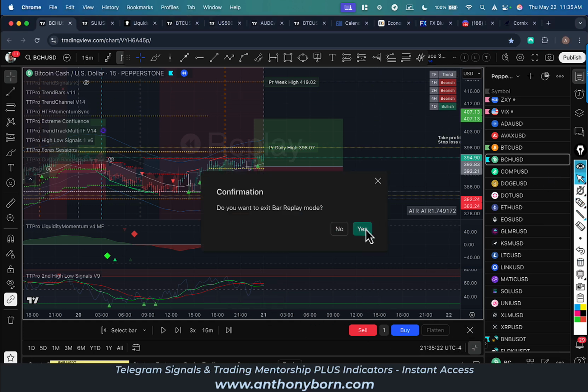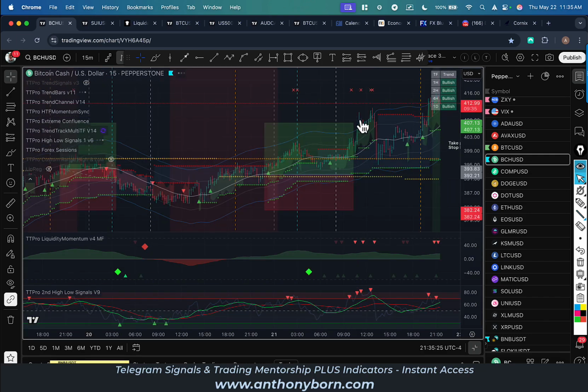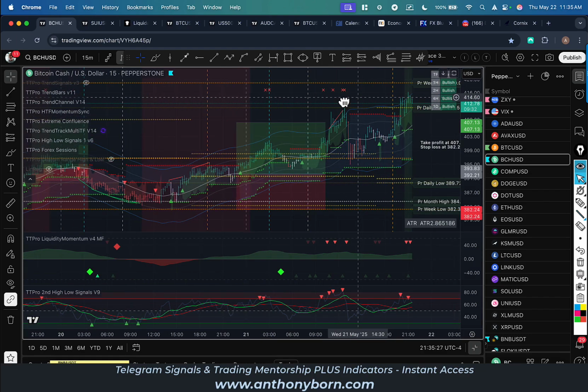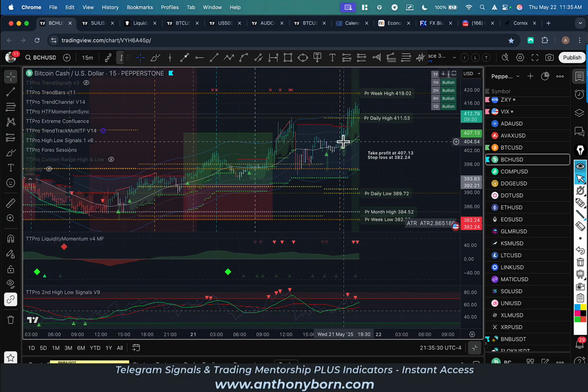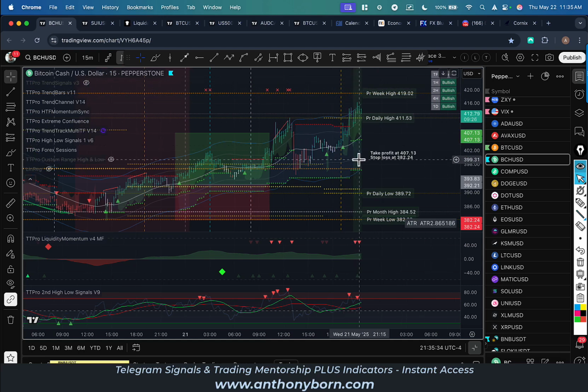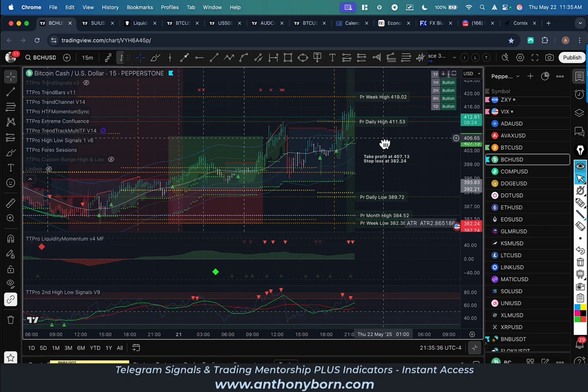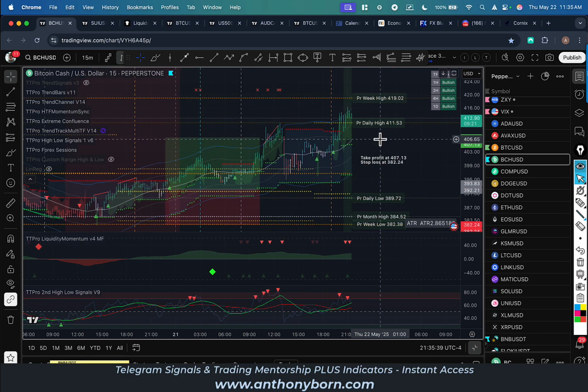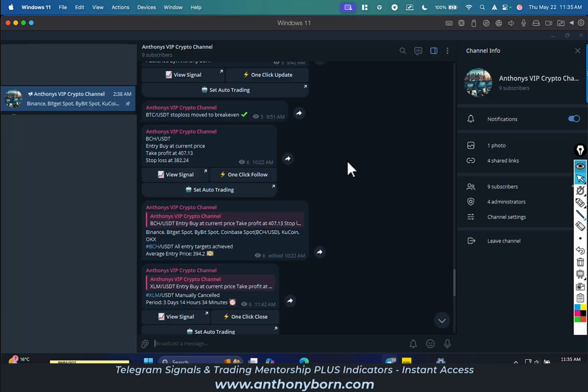I'll show you our crypto Telegram, and then we'll come back and we'll have a good look at these. This is trading into the green zone. You can see this green shaded zone behind here, so this is a really good signal. Just go over to Telegram and I'll show you what we've got.